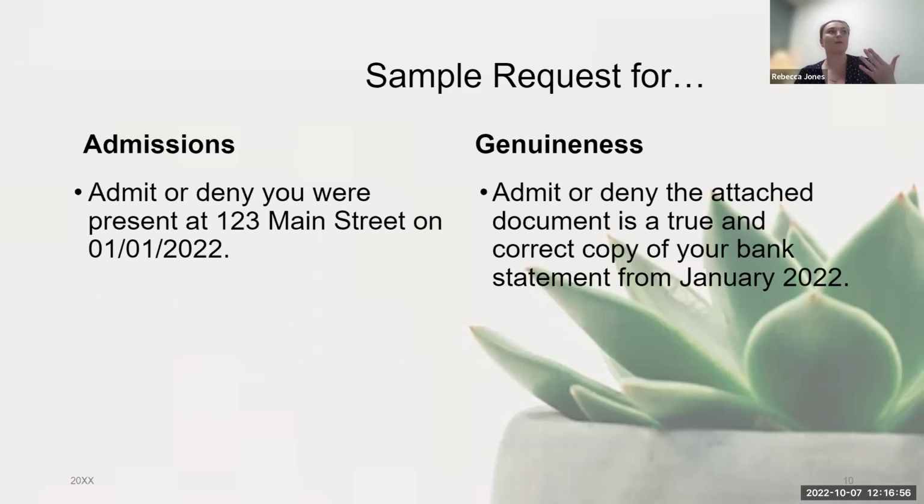For admissions, a sample would be: admit or deny you were present at 123 Main Street on January 1st, 2022. You know the person was there, you just need them to admit it under oath. For genuineness: admit or deny the attached document is a true and correct copy of your bank statement from January 2022. Again, you know that this is true. You just need the person to go ahead and identify it for you.